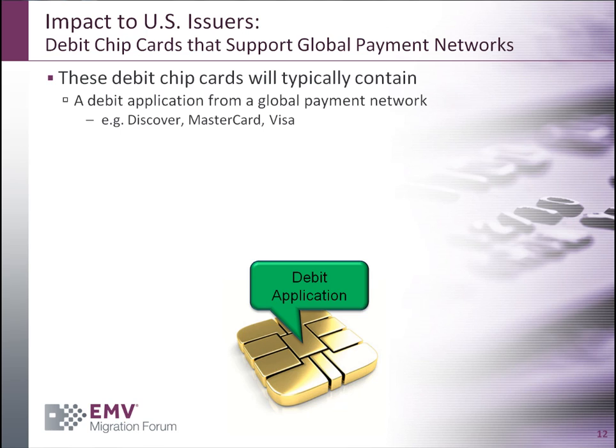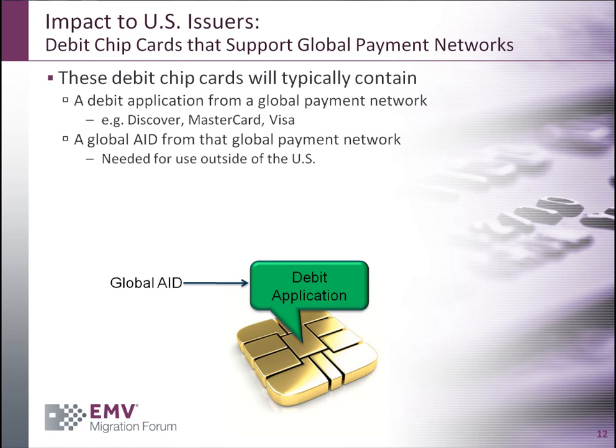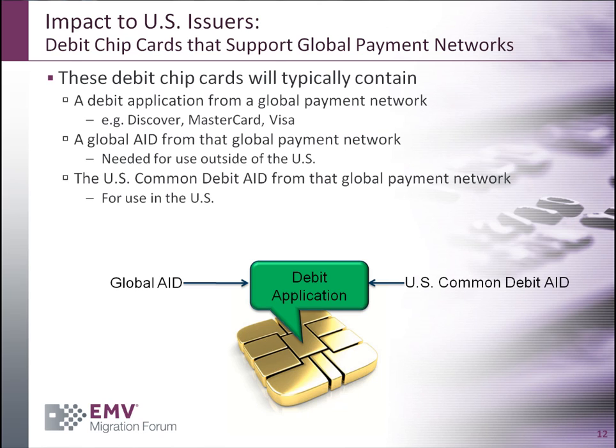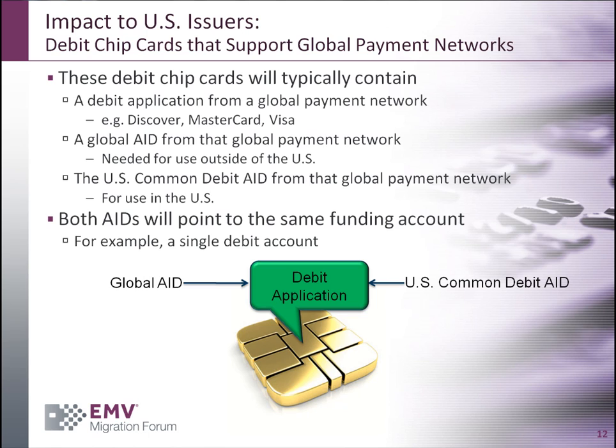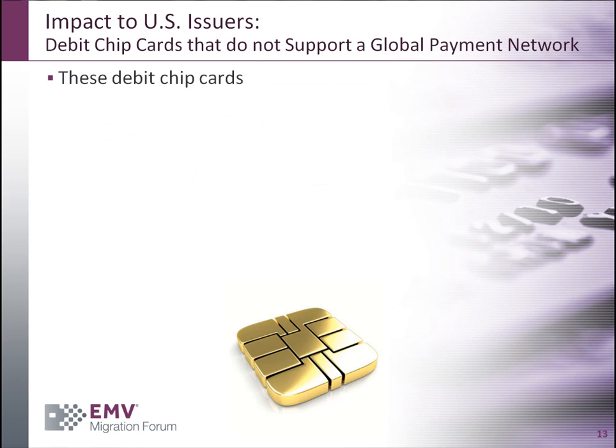A U.S.-issued branded debit chip card will typically contain a debit application from the global payment network. There will be two AIDs associated with this debit application, a global AID from that global payment network, and a U.S. Common Debit AID from that global payment network. Both AIDs will point to the same funding account. The global AID must be used outside of the U.S., since terminals outside of the U.S. will not support a U.S. Common Debit AID. The U.S. Common Debit AID can be used along with the global AID in the U.S. to facilitate routing choice.